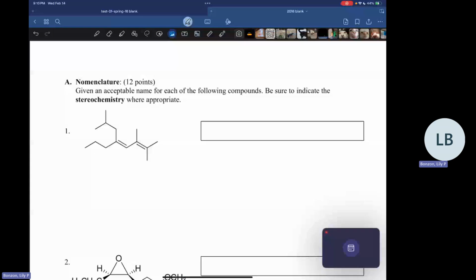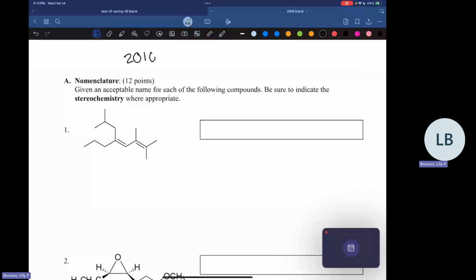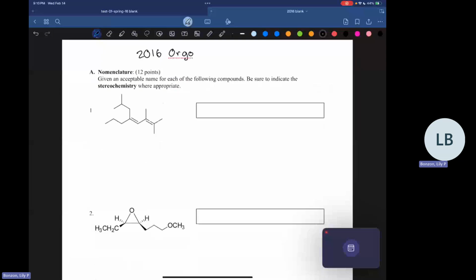Okay, hello everybody. We are going to be doing the spring 2016 Orgo 2 exam. And to get started, we have our nomenclature.